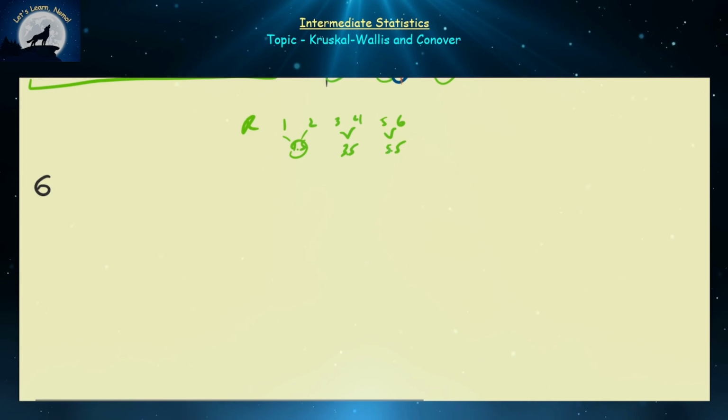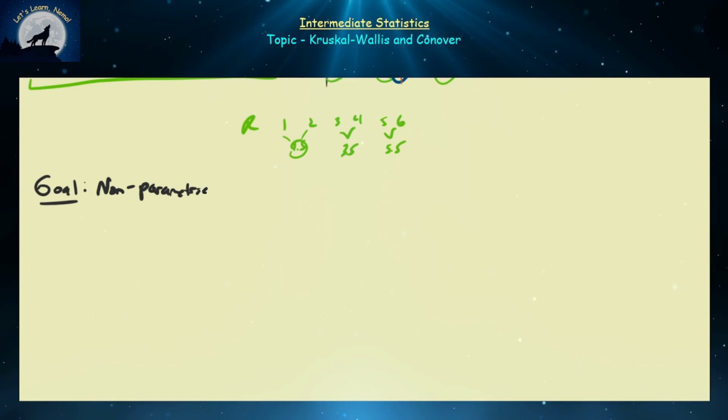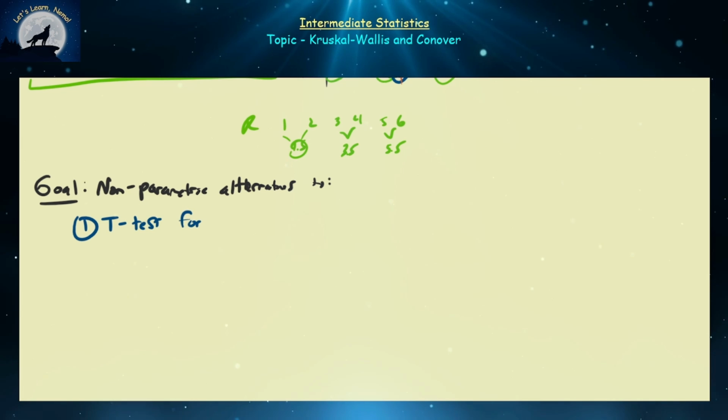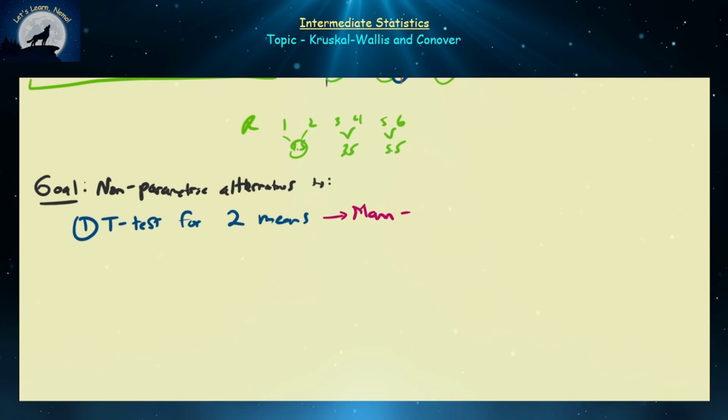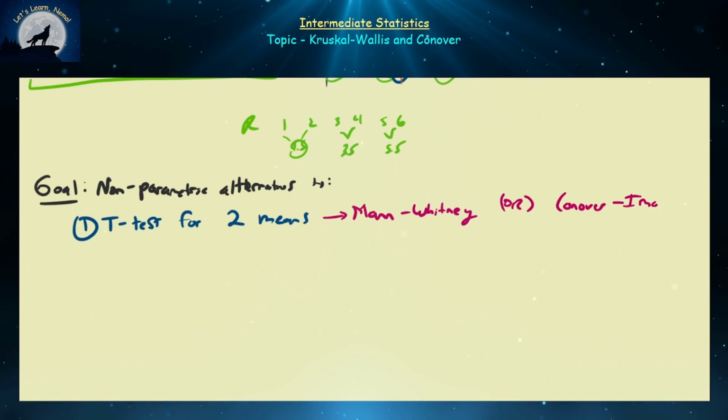So let us formally state a couple of the goals that we plan to aim for in this discussion. Our goal is to find non-parametric alternatives to the following tests, and most of these you definitely should already know. The first is going to be a t or z test for 2 different means, and we're actually going to be talking about 2 non-parametric versions of this. The first is going to be called the Mann-Whitney test, and there's another known as the Conover-Iman test.